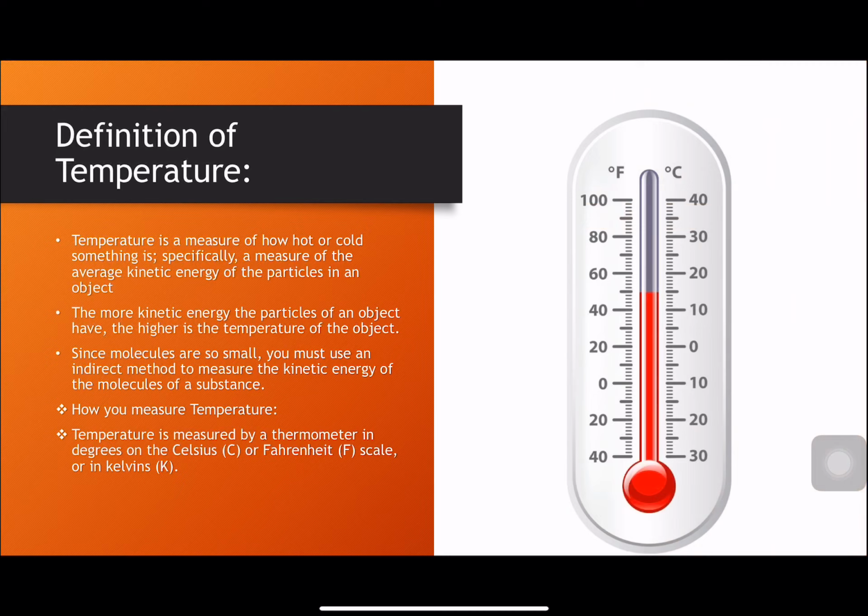Definition of temperature. So we're moving on to temperature, and temperature is a measure of how hot or cold something is. Specifically, a measure of the average kinetic energy of the particles in an object. The more kinetic energy the particles of an object have, the higher the temperature of the object. Since molecules are so small, you must use an indirect method to measure the kinetic energy of the molecules of a substance. How you measure the temperature is you use a thermometer in degrees Celsius or Fahrenheit, or in the Kelvin scale.